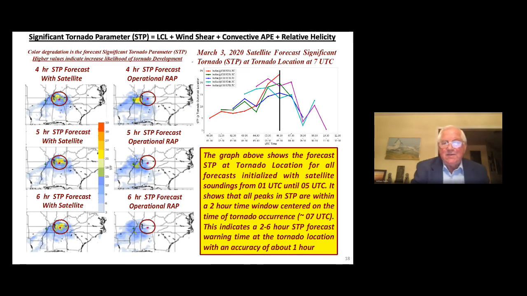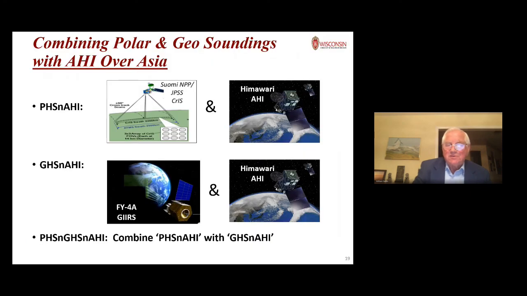And in any event, the forecasts not only predict where these storms will form, but even at what time they'll form. From all the forecasts that were conducted, 5 forecasts ranging from 1 hour to 6 hours, all predicted the highest STP at Nashville at the time the storm actually occurred, which is about 700 UTC time at Nashville. In any event, just to end up here, we've also combined polar data with geostationary data over Asia.